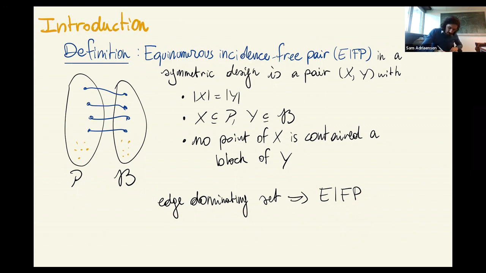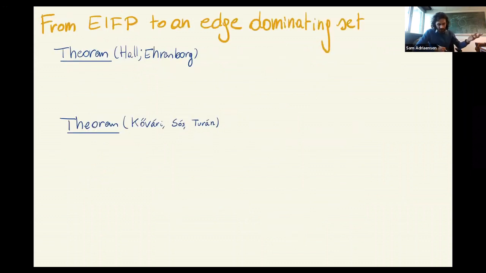You can wonder if the converse also holds. If you have an equinumerous incidence-free pair, can you always use it to make an edge dominating set? So what this means is that you start in your graph by taking some equinumerous incidence-free pair, and you're wondering if you now remove these vertices from your graph, does your graph allow for a perfect matching? And we know how we can test this. This is Hall's theorem. And we will use a bit of a strengthening of the theorem by Ehrenborg.